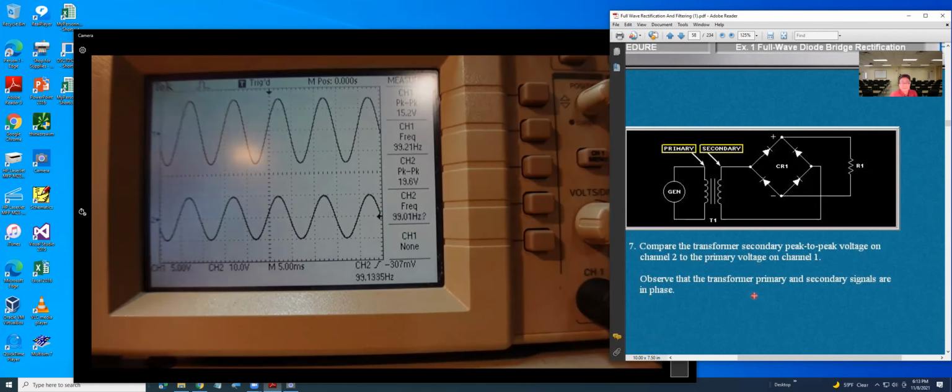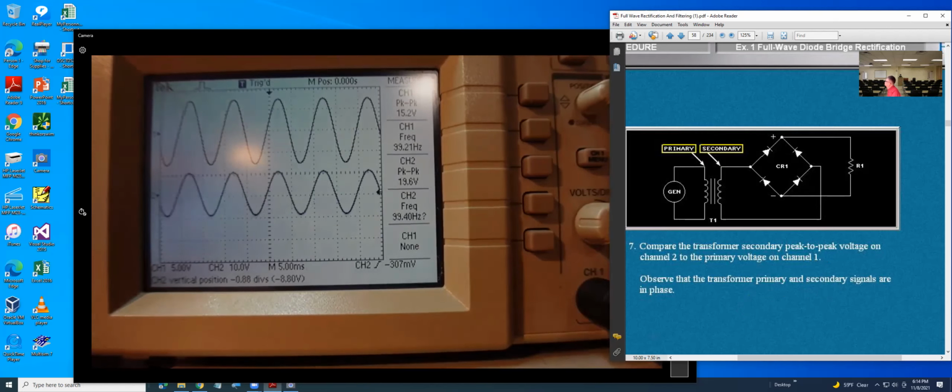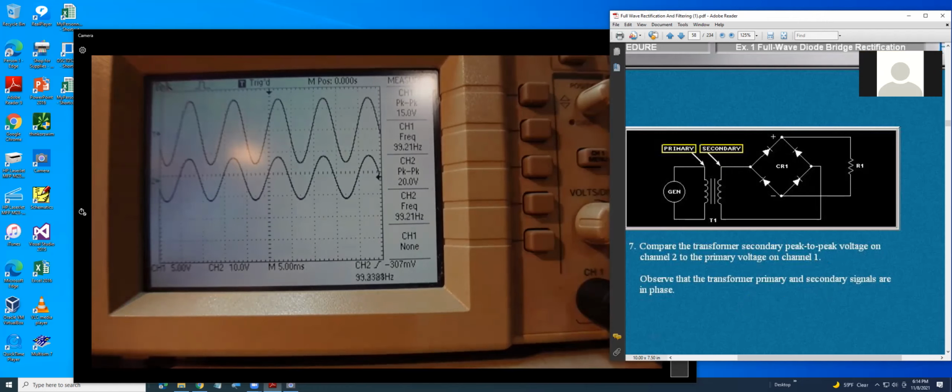Observe that the transformer primary and secondary are in phase. You understand in phase, right? If you're moving up on channel 2, you can see it will be the same thing. That's the same phase. One going up, the other also going up. And if they're going down, the second also going down. That should be in phase.